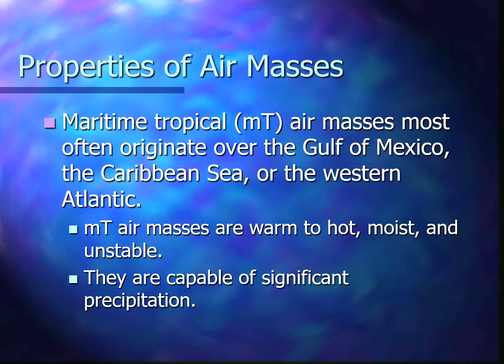So maritime tropical air masses, for the most part, the ones that are going to affect us in the eastern 2/3 of the United States, are going to originate over the Gulf of Mexico, the Caribbean Sea, or the Western Atlantic. And these maritime tropical air masses are going to be warm to hot, and they're going to be very moist, and very unstable, and they are capable of significant precipitation.